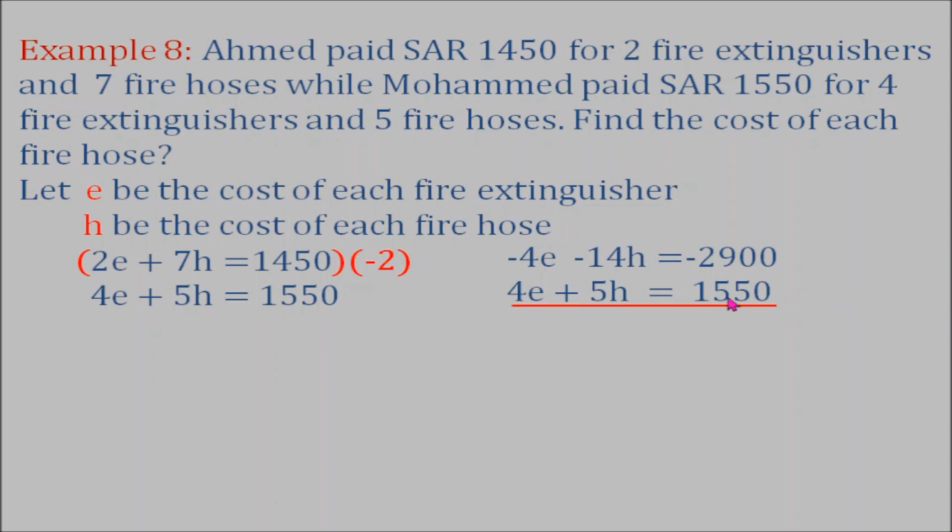So adding the two equations, we have negative 4E plus 4E is 0, negative 14H plus 5H equals negative 9H, and negative 2,900 plus 1,550 equals negative 1,350. Dividing both sides by negative 9, H equals 150. So it means to say the cost of each fire hose is 150 riyals.